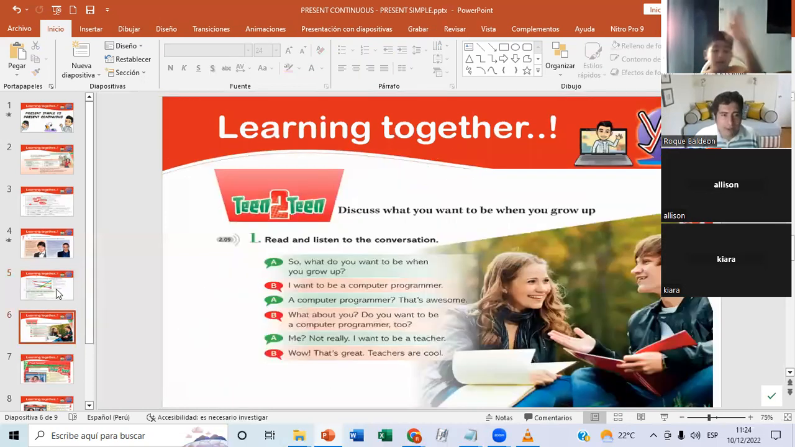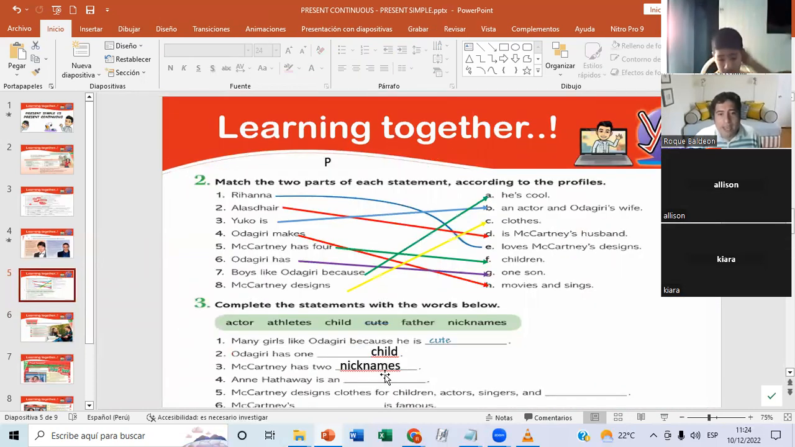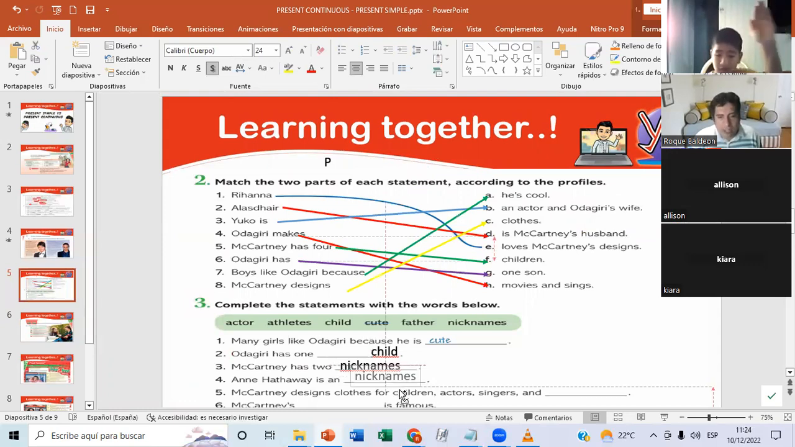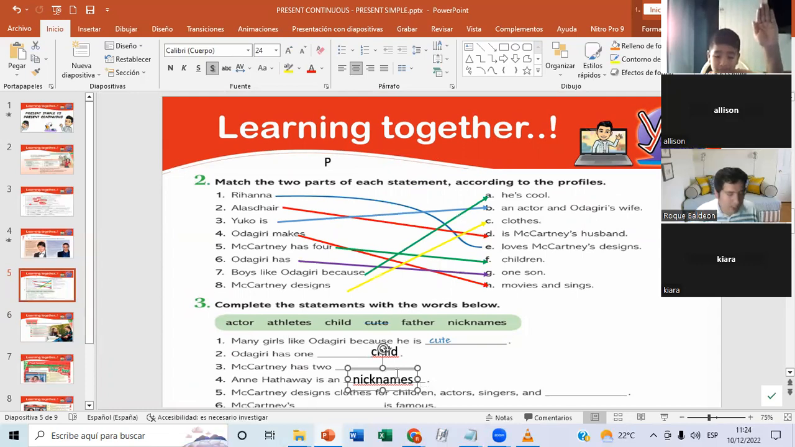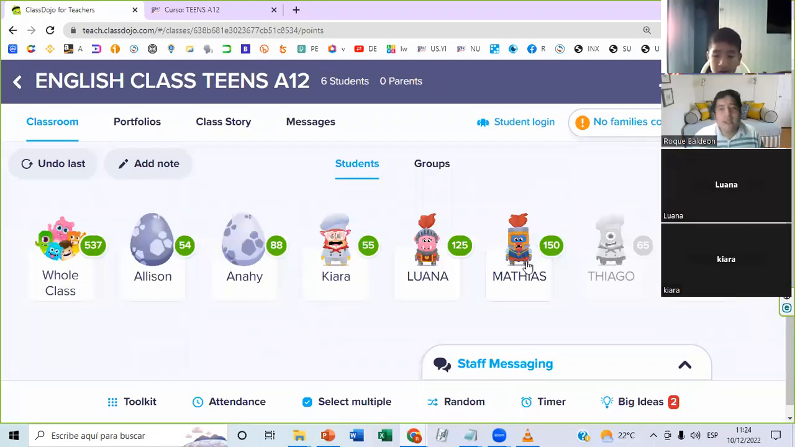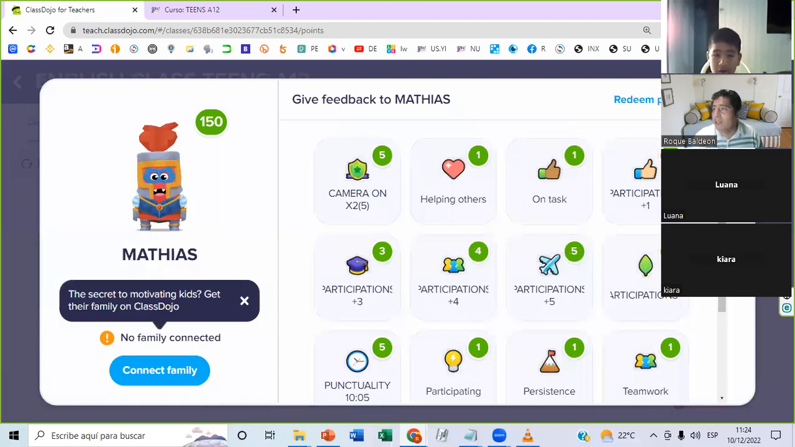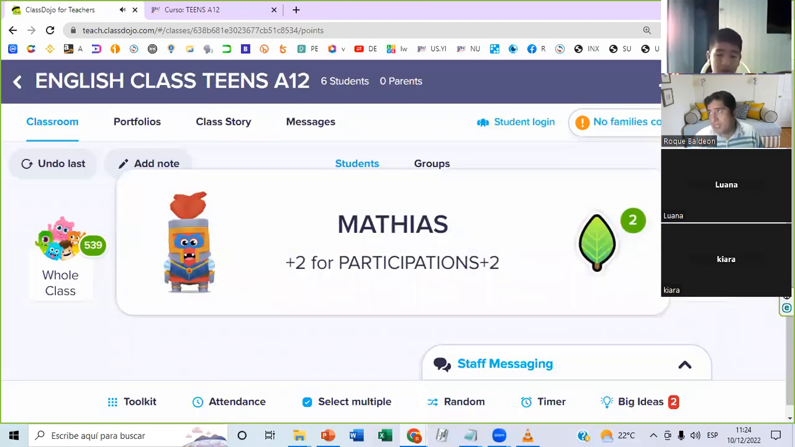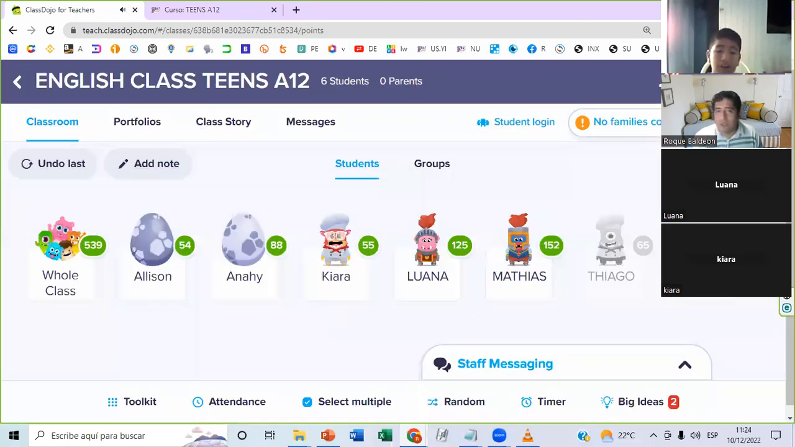Vamos con Anne Hathaway. ¿Quién es Anne Hathaway? A ver, ¿quién remember? Who knows that? Matías, tell me. Anne Hathaway is a actor. Very good, awesome. Hathaway is an actor, but an actress, no? She's very, very famous, students.